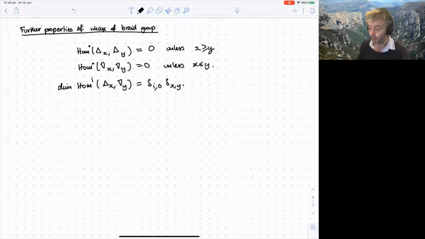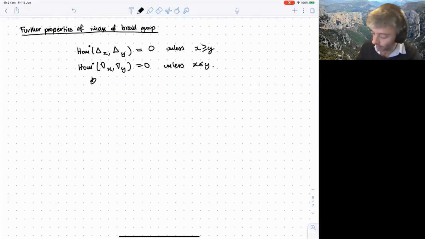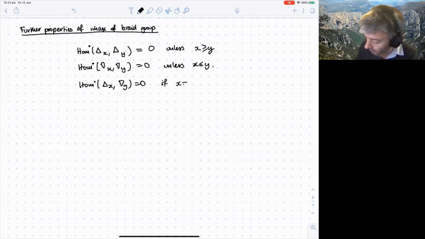So there's no Homs from a delta to a nabla unless you're in degree 0, and, oh no, so this is wrong. Sorry, this is correct in the non-equivariant case, but it's not correct in the equivariant case. So I'll just say that Hom from delta x to nabla y is 0 if x is not equal to y.